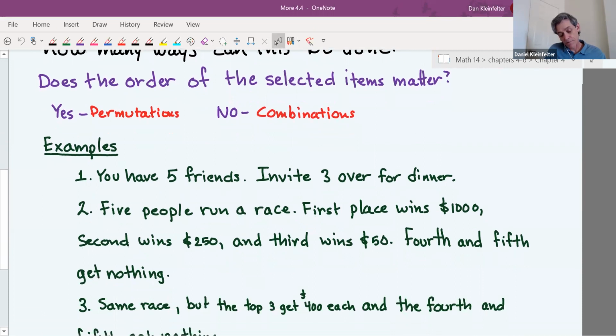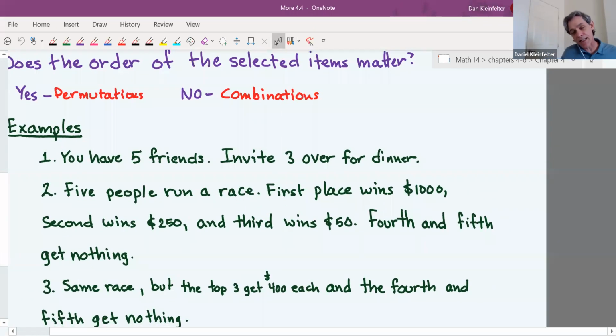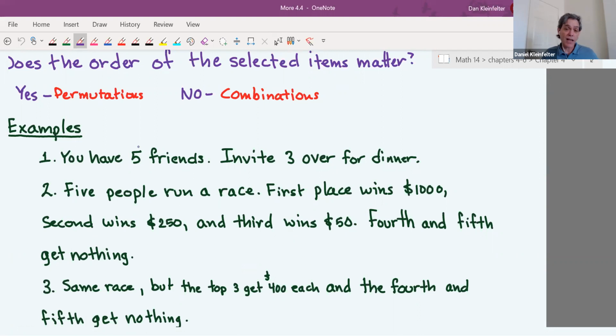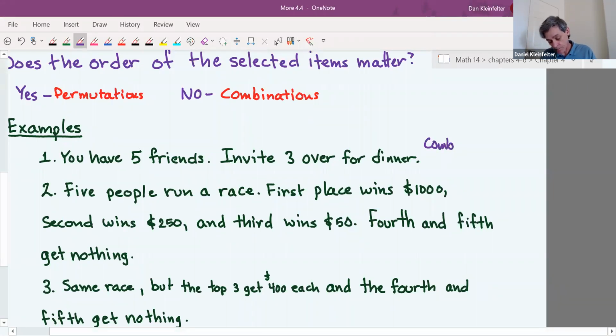Okay, some examples. We're not calculating here. All we need to decide is whether it's permutations or combinations. Suppose that you have 5 friends and you want to invite 3 people over for dinner. You don't want to invite all 5 because you don't want to have a huge party, but you want to have a few people over. So you're going to invite 3 people. Out of those 5 people, you have to choose 3. Does the order that you select the 3 people make any difference? The answer there is no, because people are either in your house or they're not. So they're either selected or not selected. That makes it combinations. Order doesn't matter.